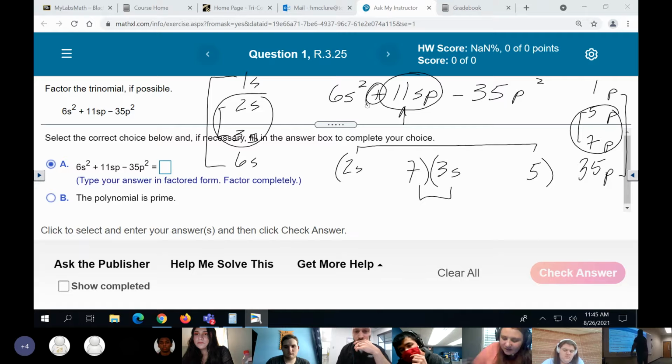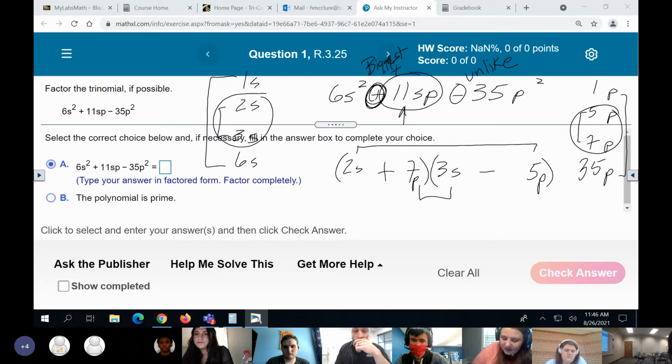This sign right here means the biggest number has to be positive. What's bigger, 14 or 21? 21. So that's positive. And this means unlike. So this is negative. That's your answer.